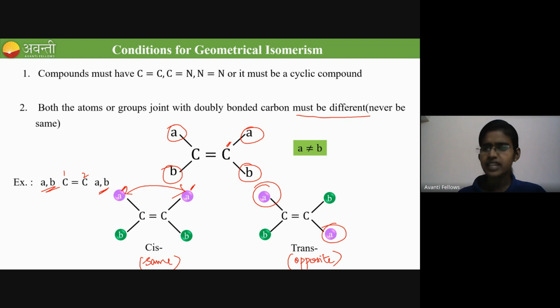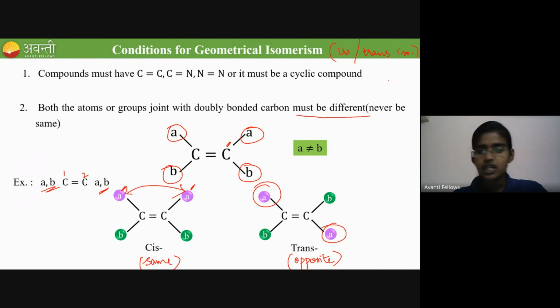Okay, very easy, no need to worry about it. So this is about the condition for geometrical isomerism. One is cis, the other one is trans. Geometrical isomerism is otherwise called cis-trans isomerism. Very easy. So understood, right?